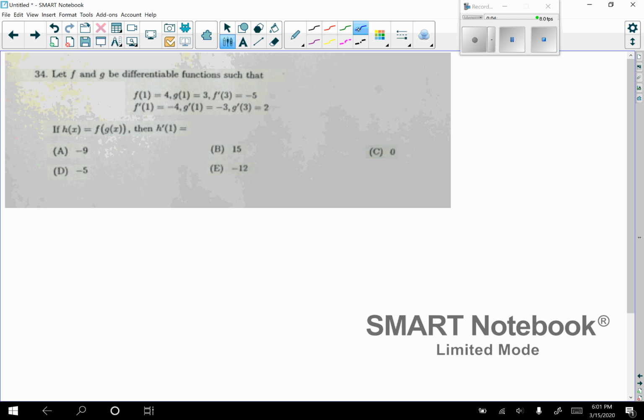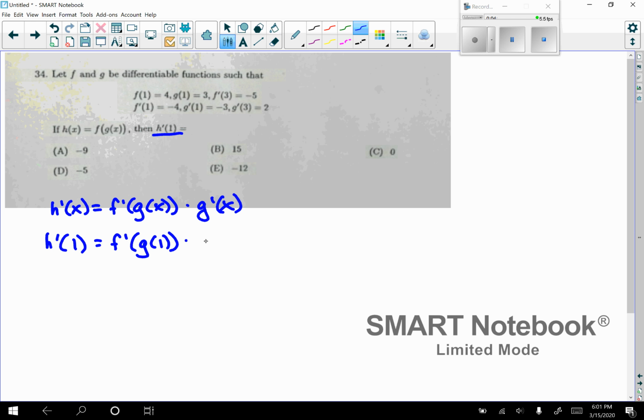Alright, for 34, we are looking to find h prime of 1. And if you notice here, h of x is equal to a composition of functions. So h prime of x, using the chain rule, becomes f prime of g of x times g prime of x. Then h prime of 1 is going to become f prime of g of 1 times g prime of 1.